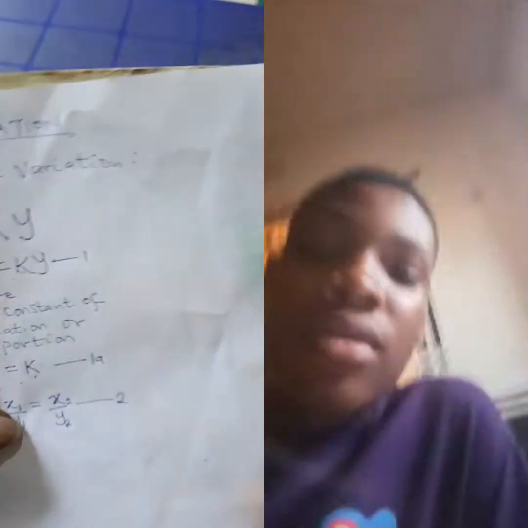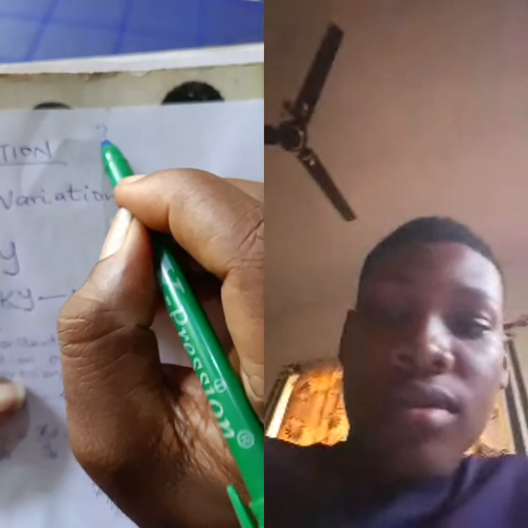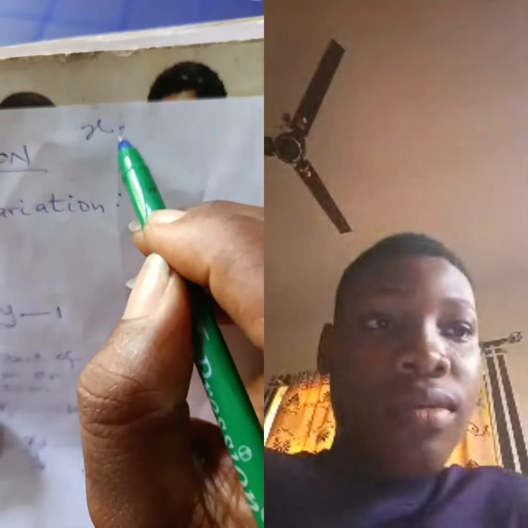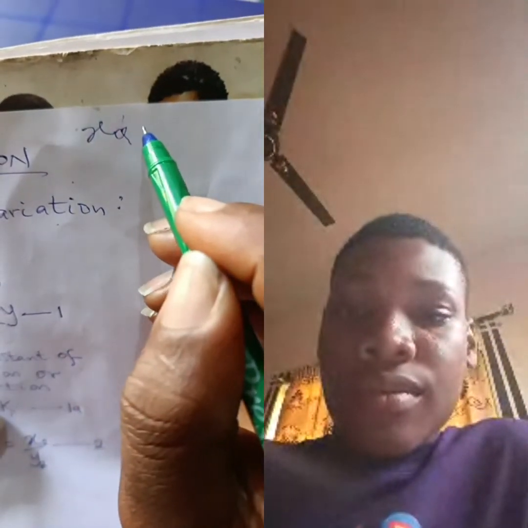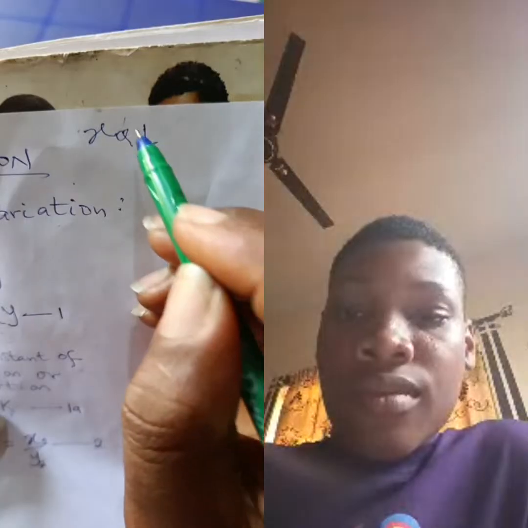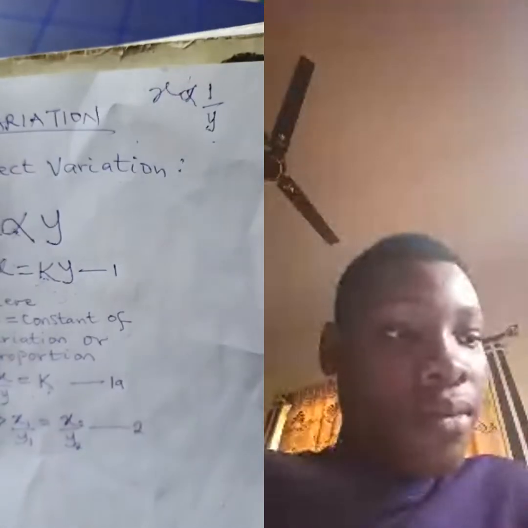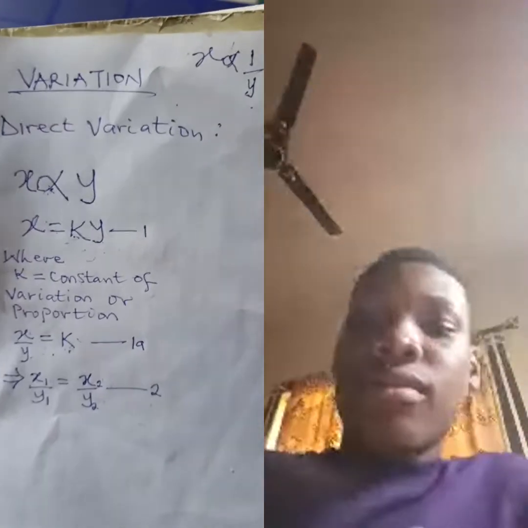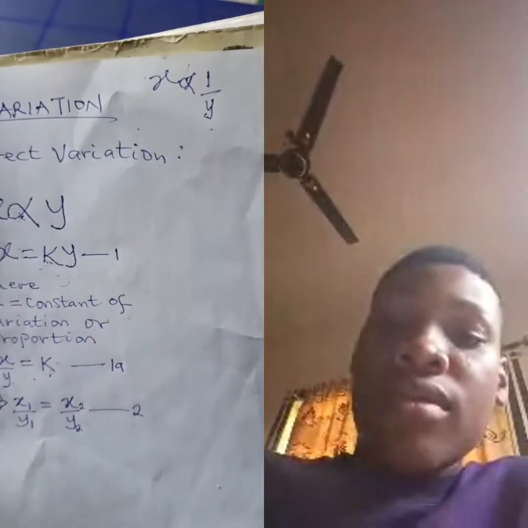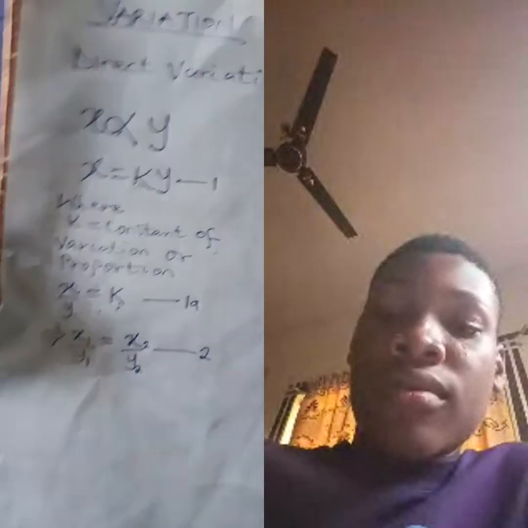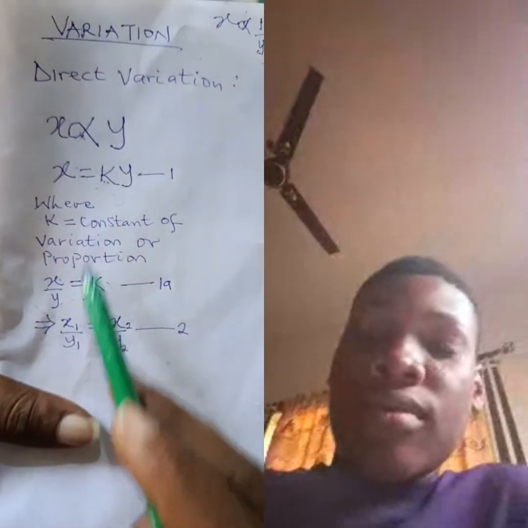Okay. Something like this. Let me just write it here. X varies as 1 over y. This one is inverse variation. Don't write it. I'm just showing you so that you have something in mind ahead of inverse variation. Our focus is in direct variation.